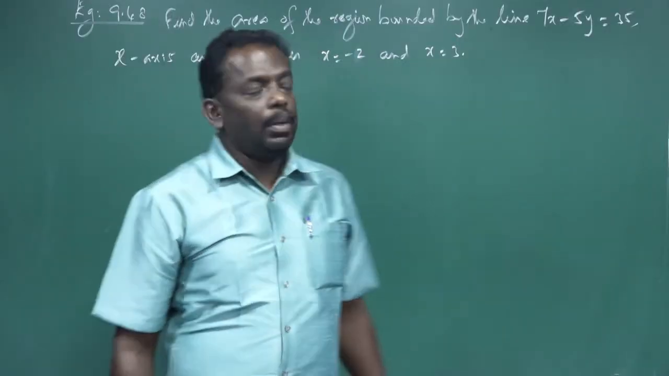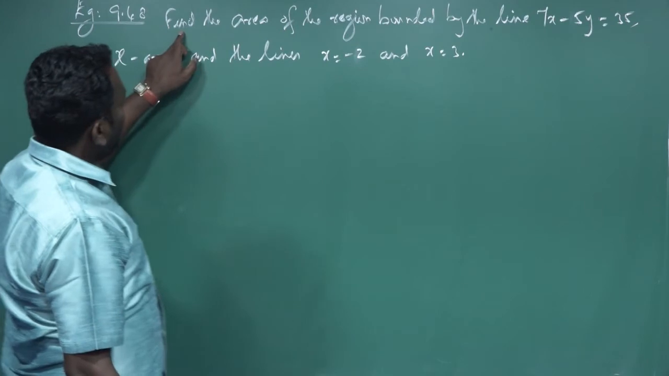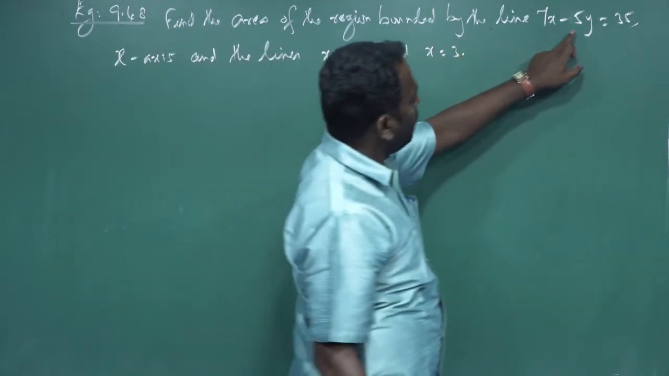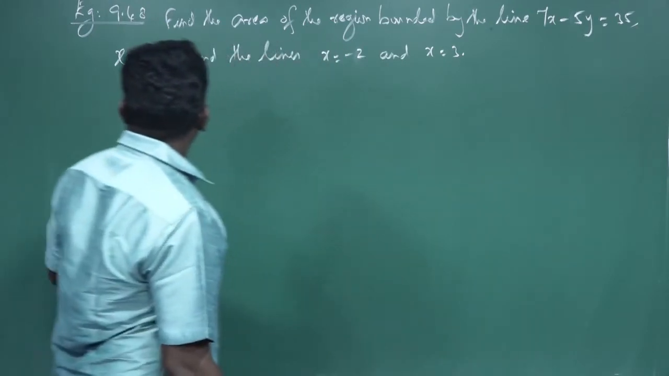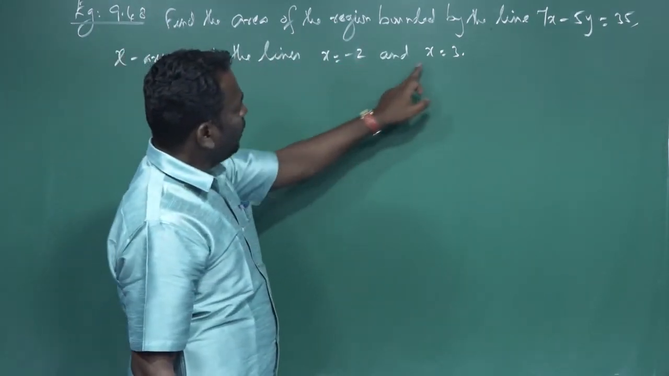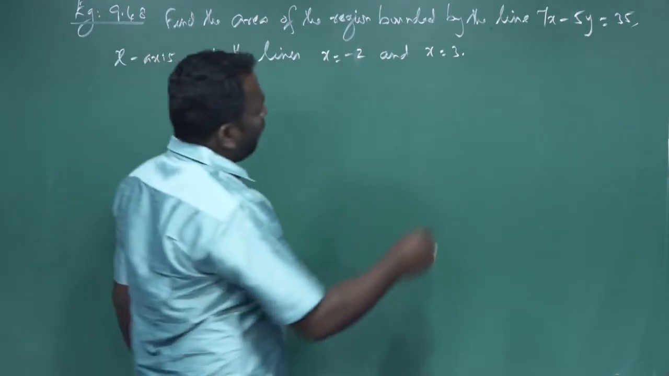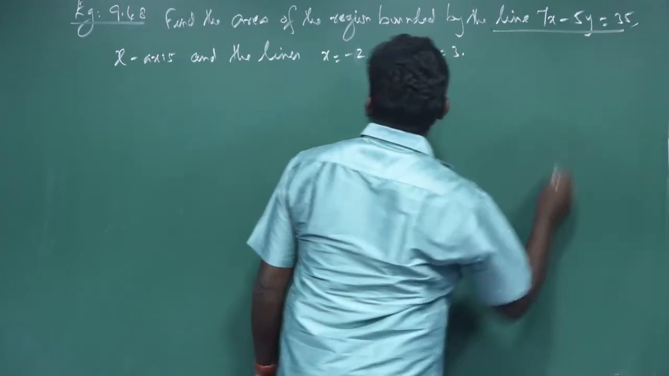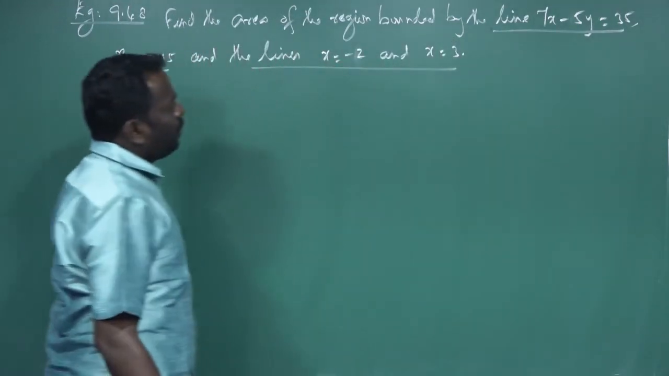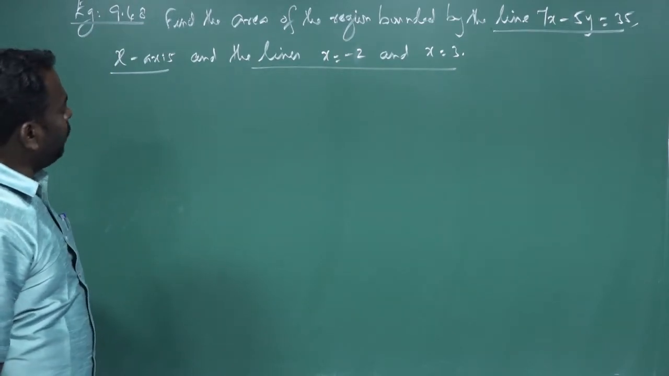Come to the next example, example number 9.48. Find the area of the region bounded by the line 7x minus 5y equal to 35, the x-axis, and the lines x equal to minus 2, x equal to 3. Using the given equation of the line, the x-axis and the lines x equal to minus 2 and x equal to plus 3, we find the boundary of the area of the region.